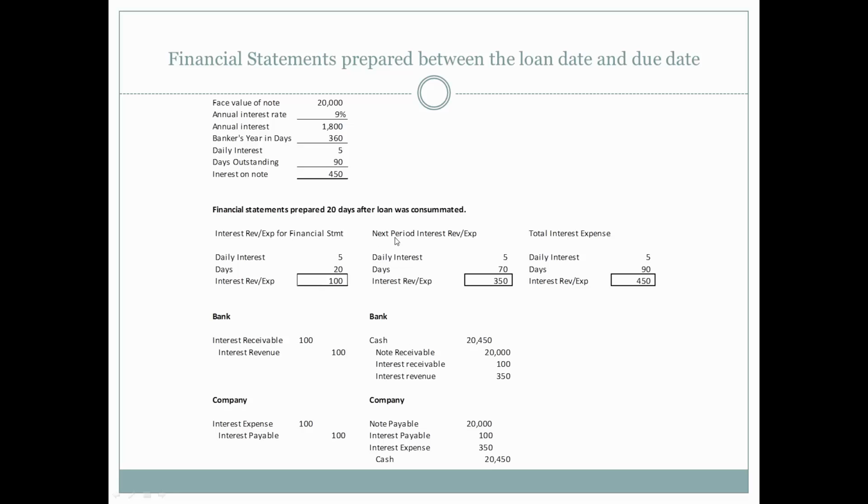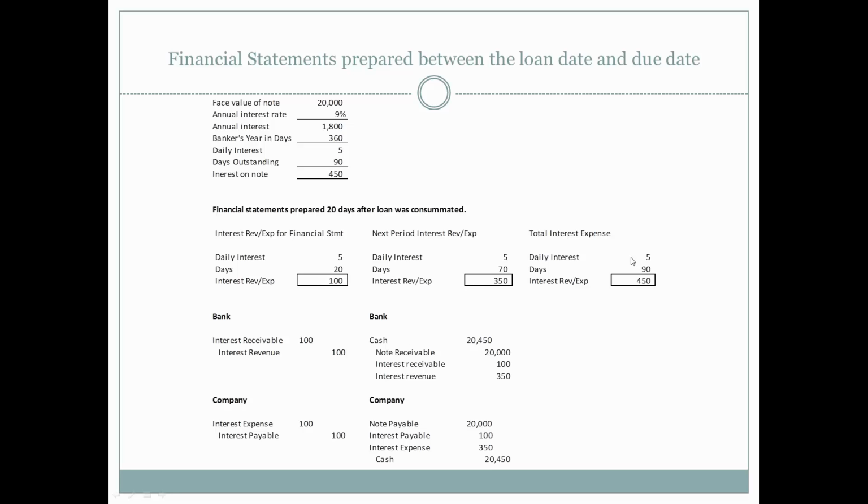So now let's look at the next period, the interest and the revenue. The daily interest remains the same, but now we have 70 days associated with the time after the financial statements are prepared, but before and until the time the loan will be paid back. So that interest revenue component will be $350.